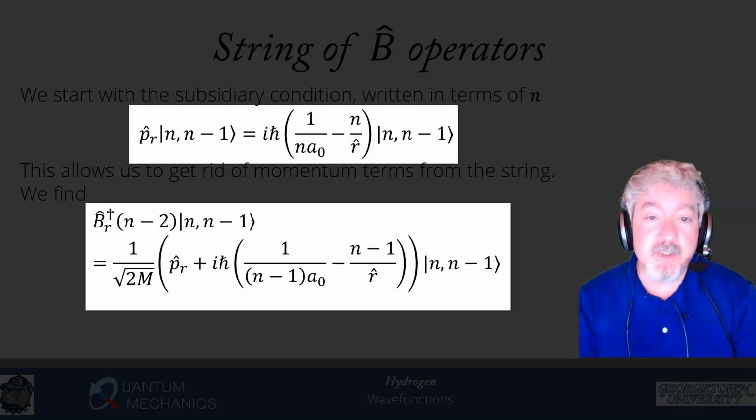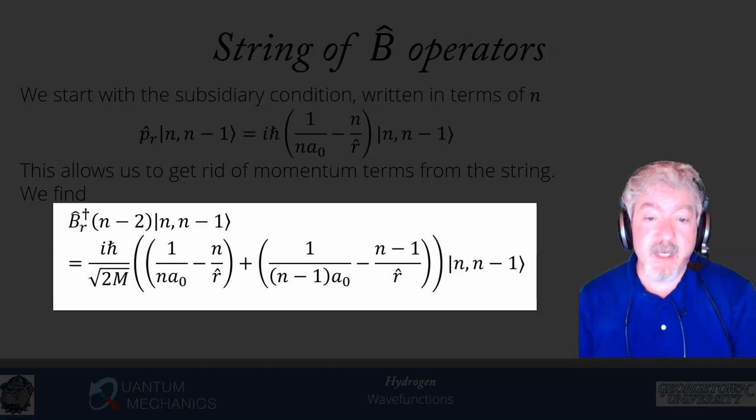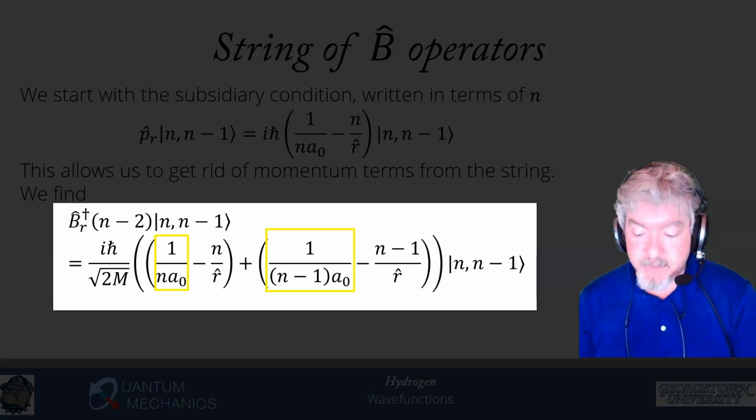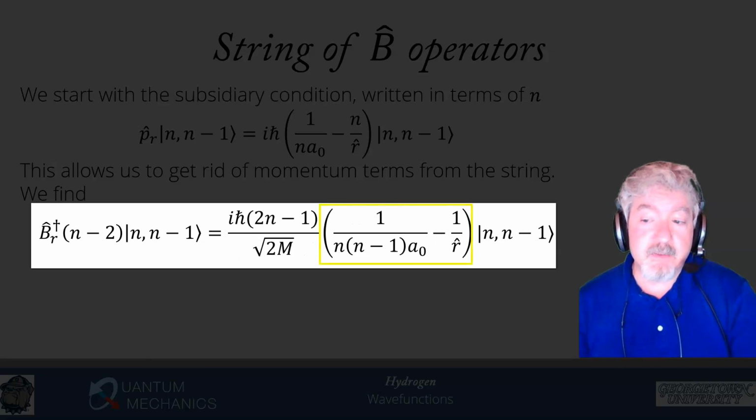Now, I can just substitute in what that p_r is. I can replace that by the i h bar, 1 over n a0 minus n over r hat, and I factored the i h bar out. And now you can see that if I look at the terms that have the 1 over r, those guys just add together, I'll get 2n minus 1. If I look at the terms with 1 over a0, I can combine those over the same denominator, and I will get a 2n minus 1 over n times n minus 1. So we get this nice simplification. We can actually pull that factor of 2n minus 1 out if we would like. And you see we now have this polynomial in 1 over r. All right, that worked nicely.